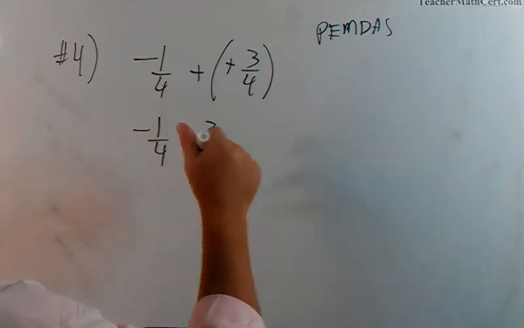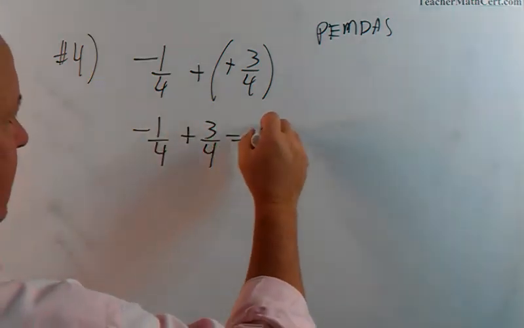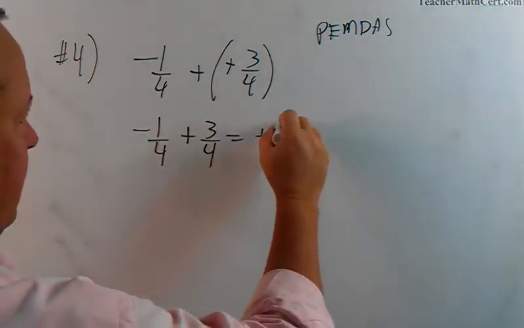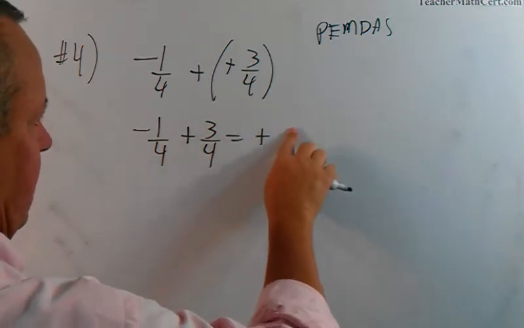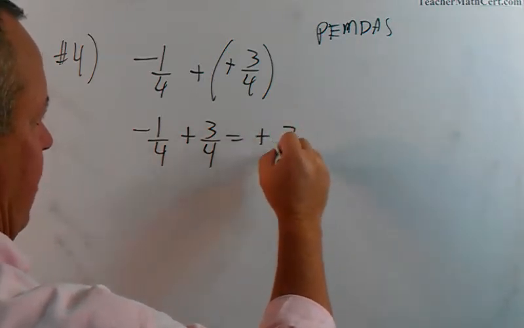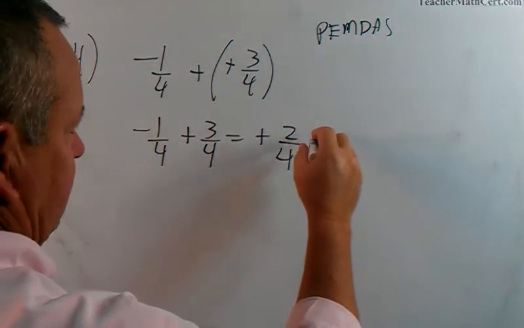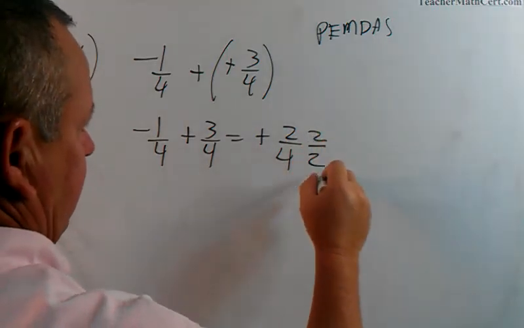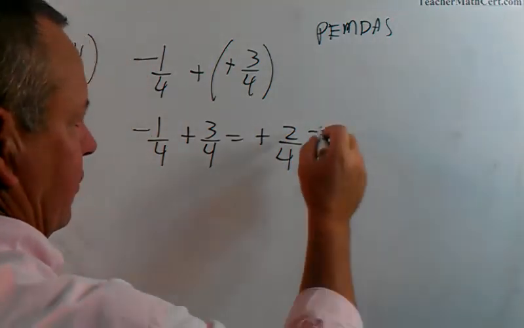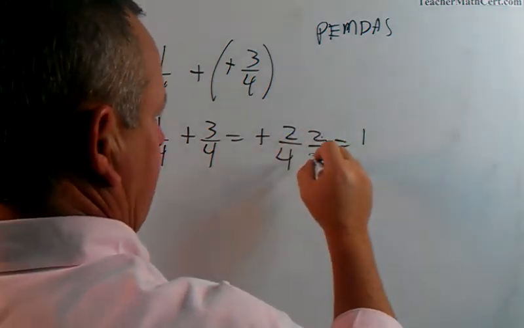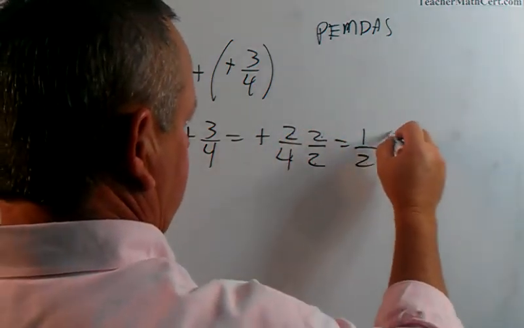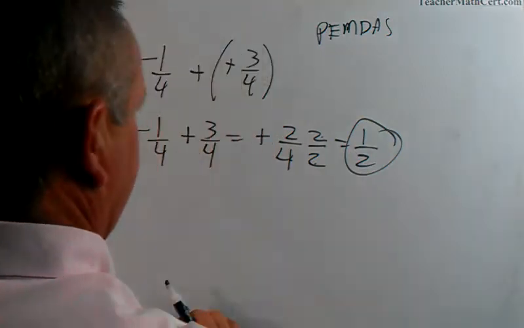3 minus 1. 3 is bigger. That's going to be a positive, right? 3 minus 1 is going to be what? 2 over 4. Can this be reduced? Yes. 2 terms. 2 can go into both numerator and the denominator. 2 goes into 2 what? 1 time. 2 goes into 4 2 times. The answer is 1/2.